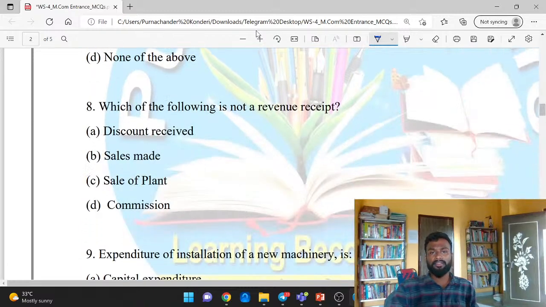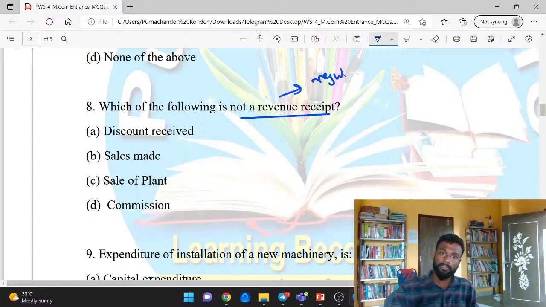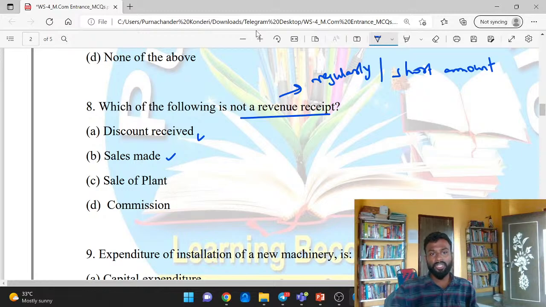Which of the following is not a revenue receipt? A revenue receipt is a receipt that we generally receive regularly and in small amounts. See, discount received is a revenue receipt. Sales made, sale of plant, commission. Commission is a regular amount. Sales is a regular amount. Discount is also a regular amount. But sale of plant is not a regular amount.